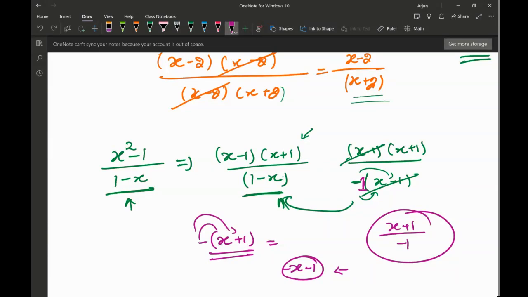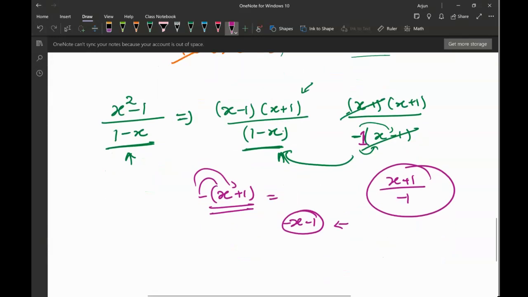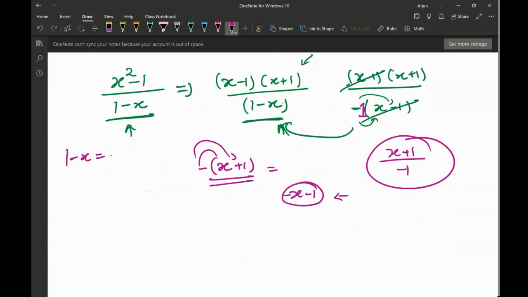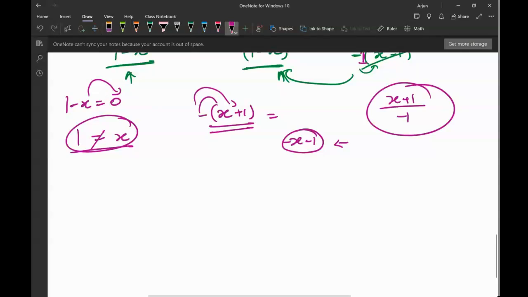Both are correct answers. Now coming back to the non-permissible value, 1 minus x equal to 0, so x goes on the other side, 1 equals x, so I will write x cannot be equal to 1. So that is the non-permissible value.